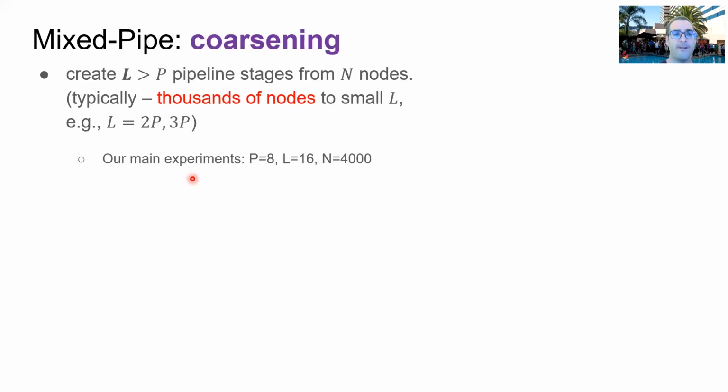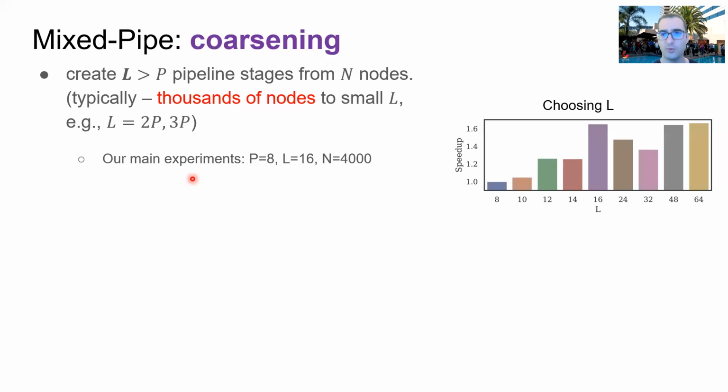So let's say a few other things about MixedPipe coarsening. In coarsening, we reduce the size of the graph from N nodes, typically 1,000, to L. We chose L as the sweet spot between speedup and execution, and we can see that additional stages were not needed.